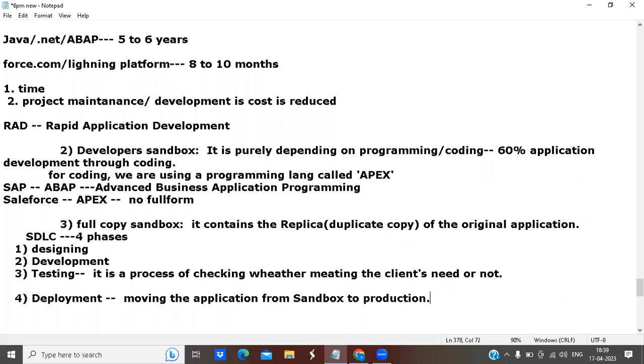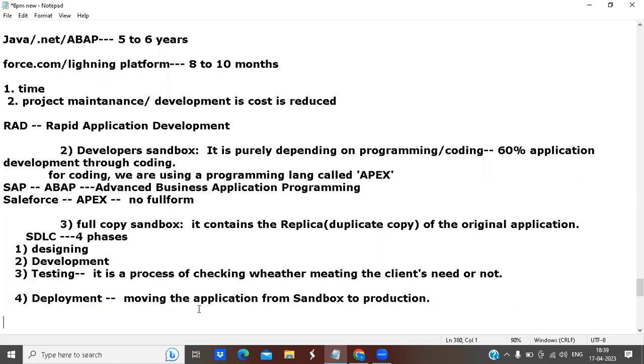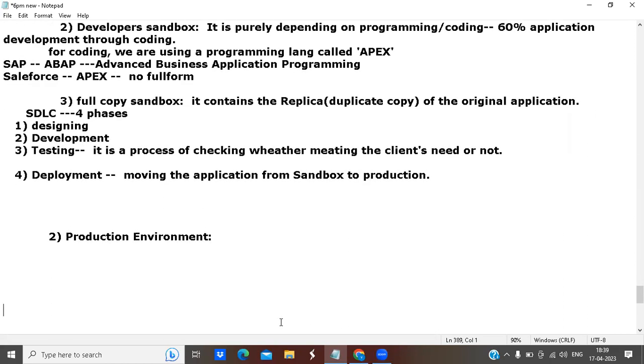So the full copy sandbox contains the replica. It is meant for testing purpose. Once testing is successful, we go for deployment, moving the application from sandbox to production. What is the production environment? Production environment is the end users' space, the client's place, whatever it is.